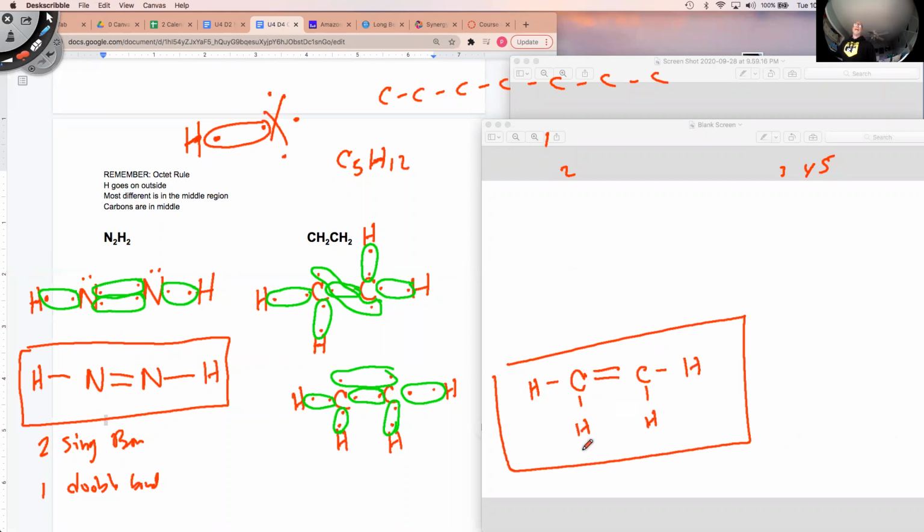And we would have how many single bonds? Yeah, we would have 4 single bonds. And how many double bonds would we have? Yes, we would have 1 double bond. Even though you're like, wait, but there's 2. Yeah, but this is 1 double bond.